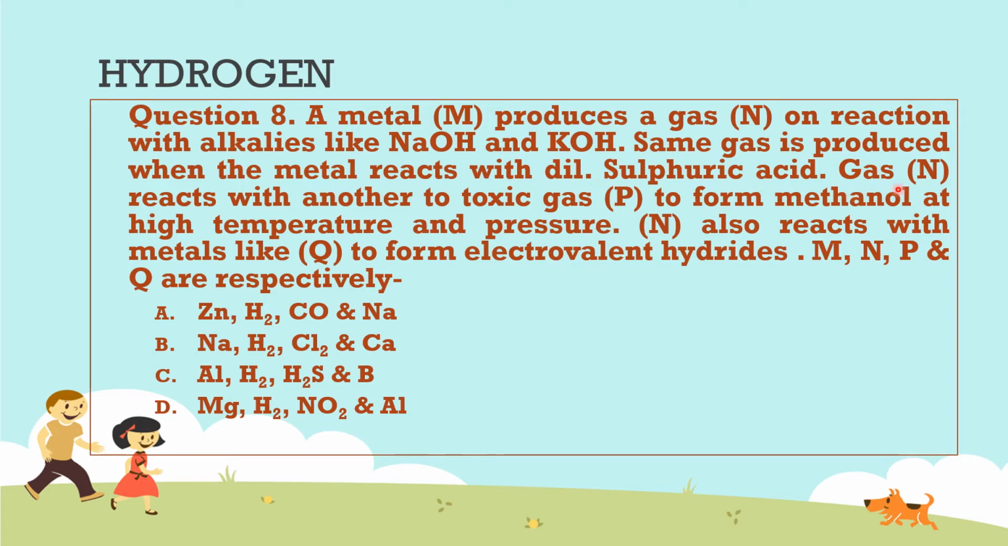Okay, now this gas N reacts with another toxic substance P to form methanol at high temperature and pressure, and also reacts with metals like Q to form electrovalent hydrides. So that is why I put this question after hydrides. M, N, P and Q are going to be, respectively, and the choices are given. So the first part of the question I've already told you, and also given you a clue. Just try the question yourself.